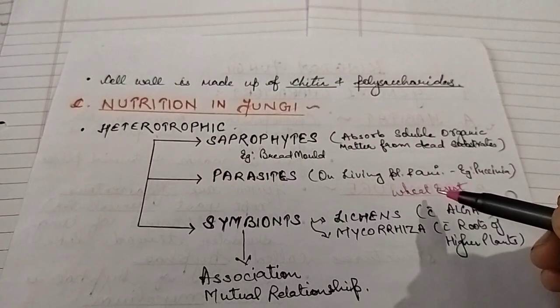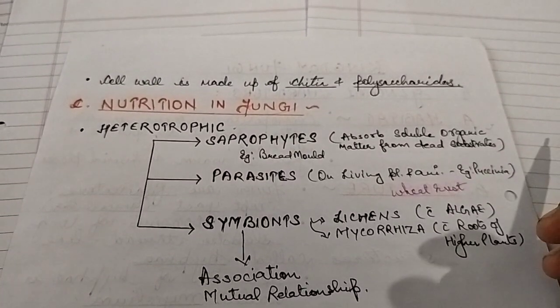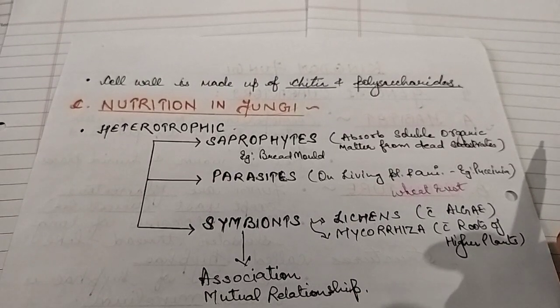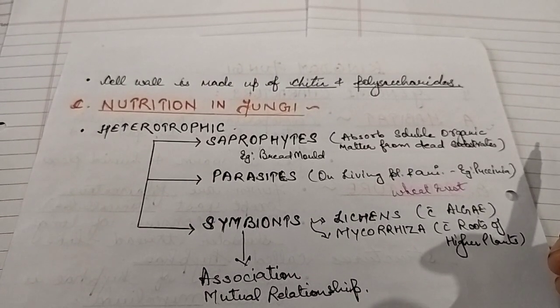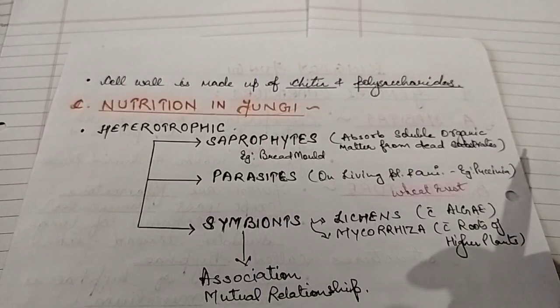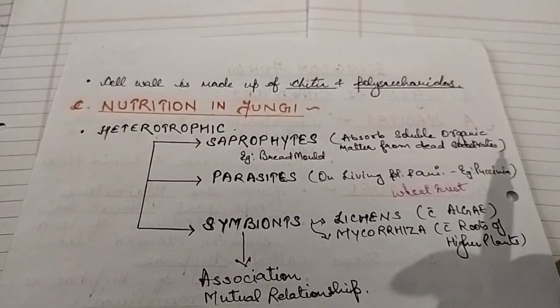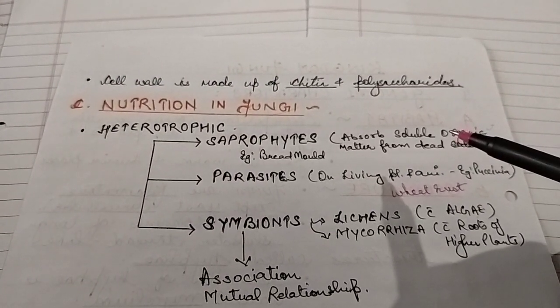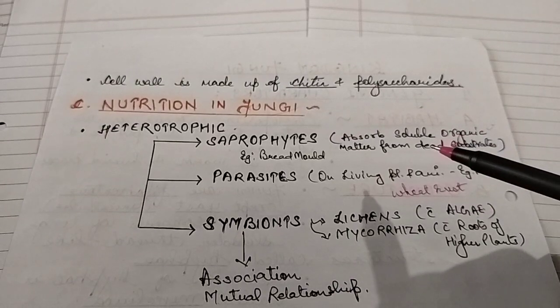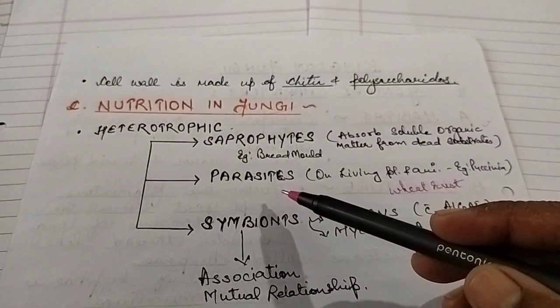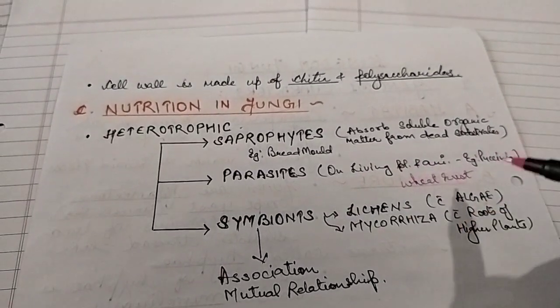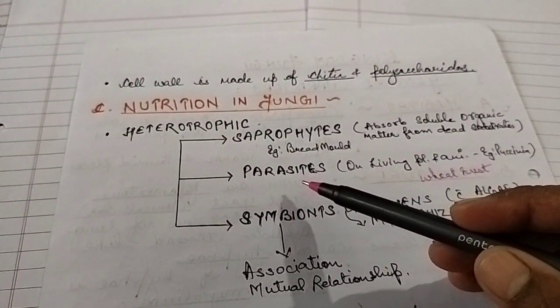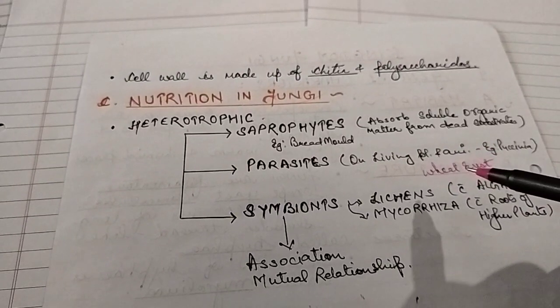Puccinia causes the disease wheat rust, and due to this the yield of wheat is very much lowered. One more example of a parasitic fungus lives on mustard leaves. If you have ever seen mustard leaves, you will see some white spots on them. These white spots are due to the parasitic fungus. So fungi are parasites, maybe on plants or on animals, and parasites are those which live on living plants or animals.